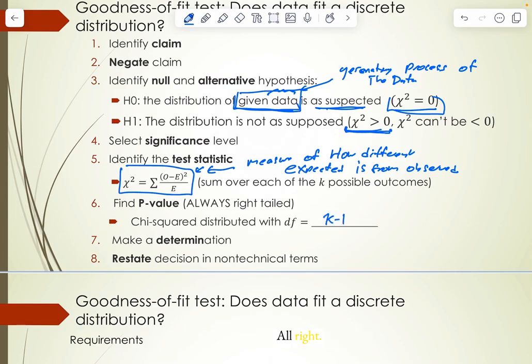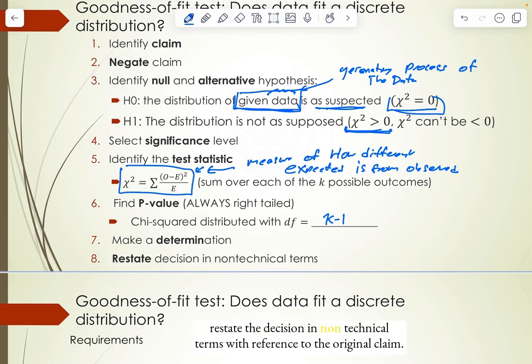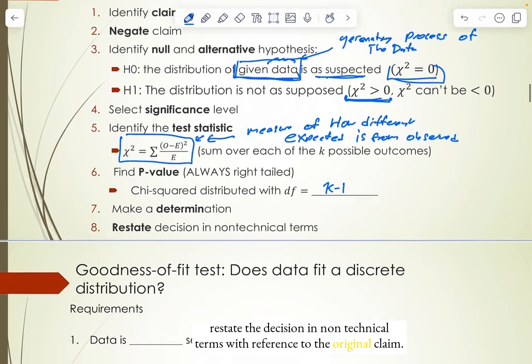All right. After you have found the p-value, you have to make a determination. Is that p-value less than alpha? If the p is low, the null must go. If not, we fail to reject the null hypothesis. Restate the decision in non-technical terms with reference to the original claim.